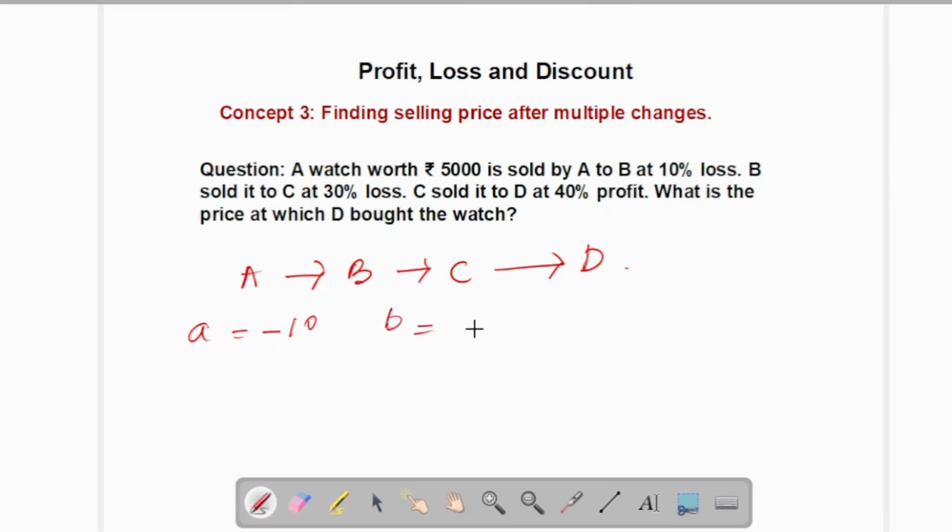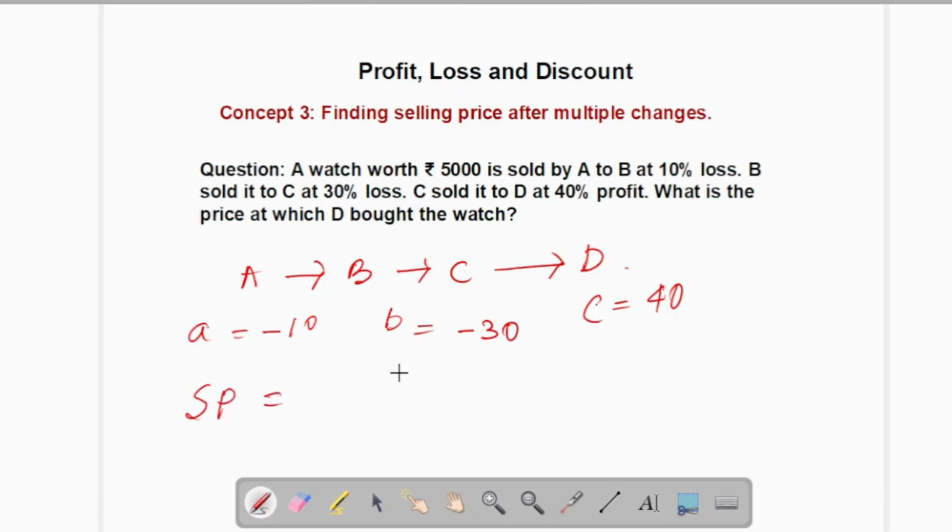B will be at minus 30 as B is selling to C at 30% loss, and C will be plus 40 as C is selling to D at 40% profit. Since it's a profit, I will take it as a positive sign. So what is the selling price?